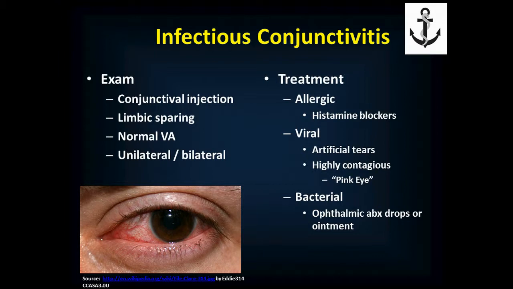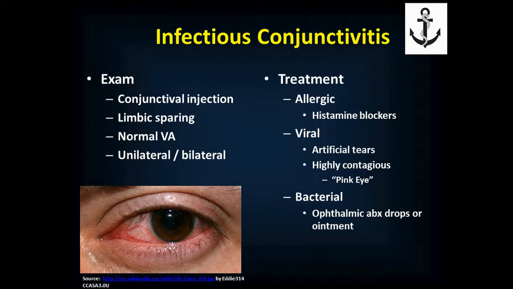So on your exam, the conjunctiva is injected, as you can see here. The limbus, that little circle right around the edge of the conjunctiva and the cornea, is spared. So it stays white. And you look at the eye there, you can see that there's conjunctival injection right up to the limbus, and the limbus itself is white. If it's not, that's concerning for other more severe disease, and we'll talk about some of those. They have normal visual acuity.